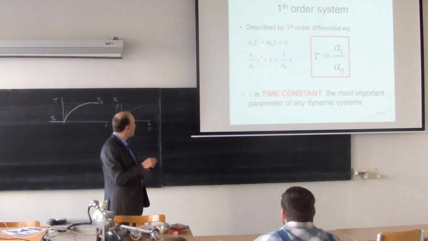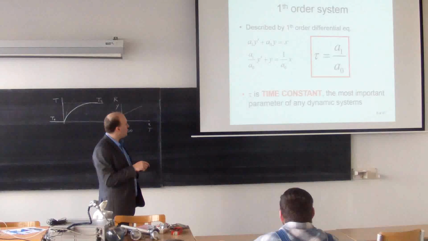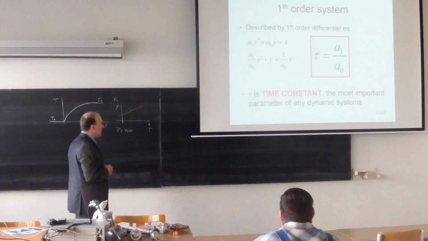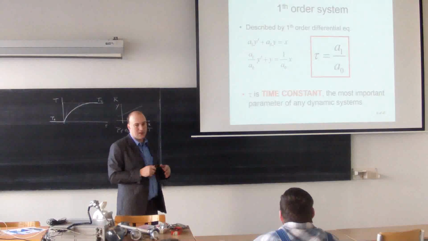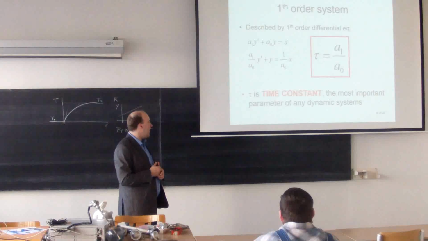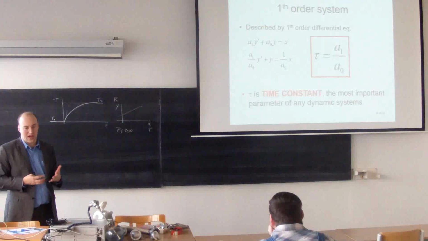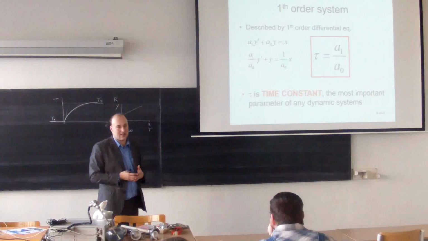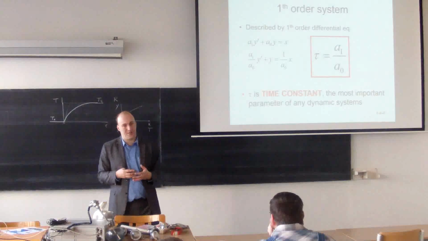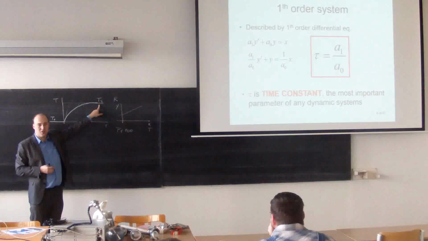So now if you take this equation and divide it by a0, you will have a1 over a0, and here you will have 1 over a0. What is important is that the term a1 over a0 will be some constant value, and it will be the most important parameter of any dynamical system that you can have. This parameter is called the time constant, and the time constant tells us how fast the system is. So in other words, how long it will take before I have reached temperature T2.